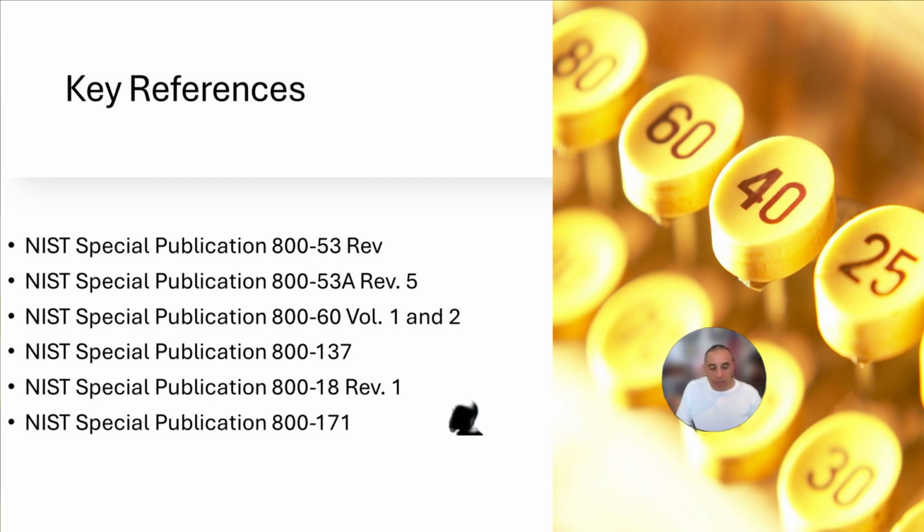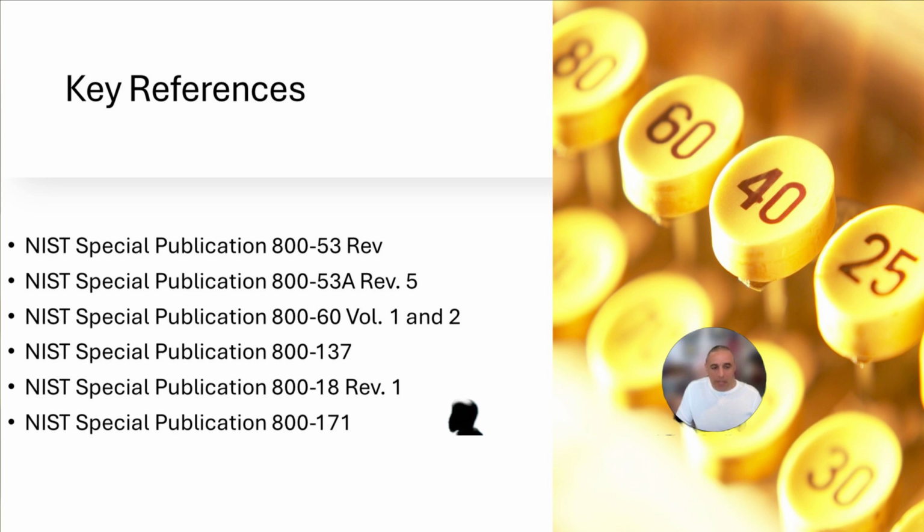NIST Special Publication 800-60 Volume 1 and 2. These publications, titled Guide for Mapping Types of Information and Information Systems to Security Categories, provide guidance on categorizing information and information systems according to their security impact levels. This categorization is a crucial step in the RMF process.